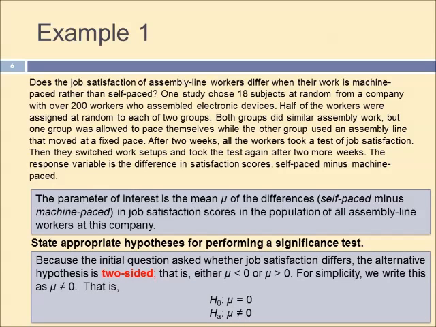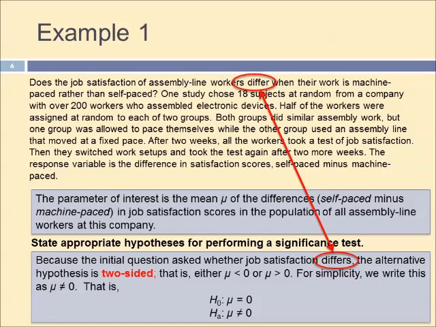Because the initial question asked whether job satisfaction differs, the alternative hypothesis is two-sided. That is, either mu is less than 0 or mu is above 0. For simplicity, we write this as mu does not equal 0. So the two hypotheses: the difference between self-paced and machine-paced, there is no difference, so the difference should be around 0. The alternative is that it's not 0.